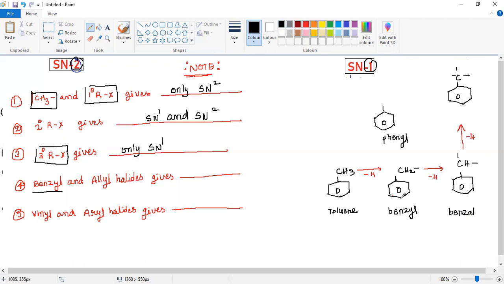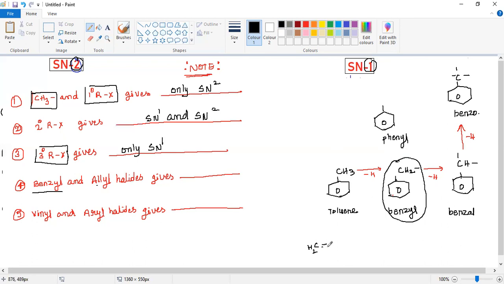Then what do we call this? Benzyl, benzal, and this compound should be benzo. What is that? Benzo, but this is not benzal. So, benzyl and allyl halides. What do we call this now? Benzyl. Where? This is benzyl, this one. Next, allyl. In the previous part I think we have already learned this.